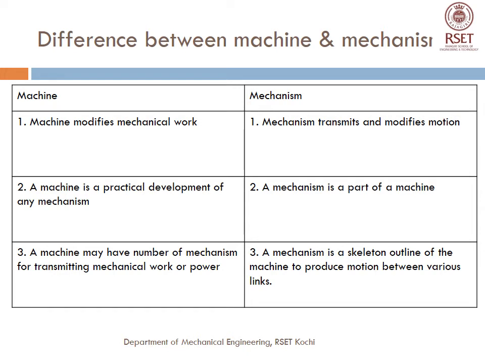A mechanism actually transmits and modifies the motion. And a machine is a practical development of any mechanism. A mechanism is a part of a machine. We can say a mechanism is only a part of a machine. A machine may have a number of mechanisms for transmitting mechanical work or power. Actually, a mechanism is a skeleton, or we can say an outline of the machine, to produce motion between various links.